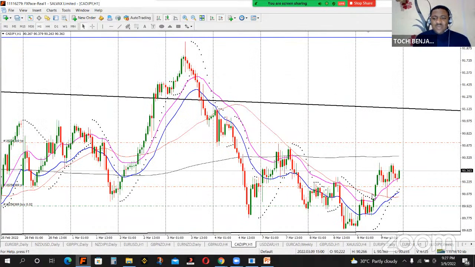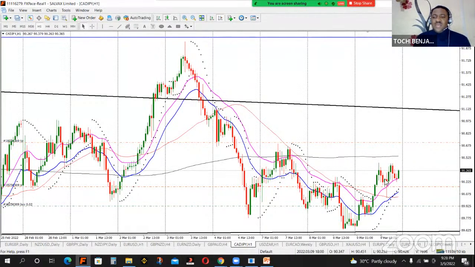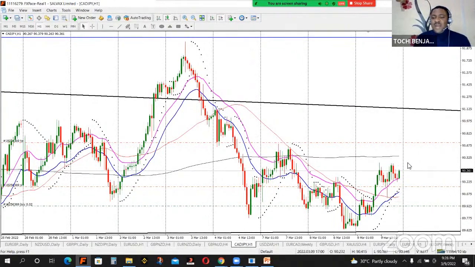CAD JPY. Buy CAD JPY. Look at my entry here. I've locked my entry. Look at my big profits here, somewhere around here. So I'm expecting the market to come and see what it does. If it does not take out this high, I've seen this one came down, then I will need to leave the market before the close of the market. But if not, I will just carry my stop loss and put it here.